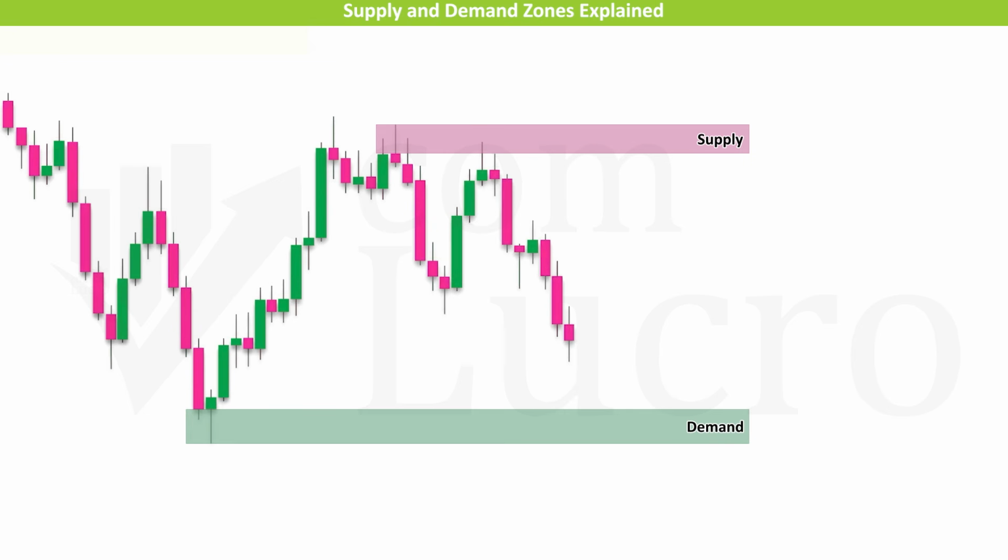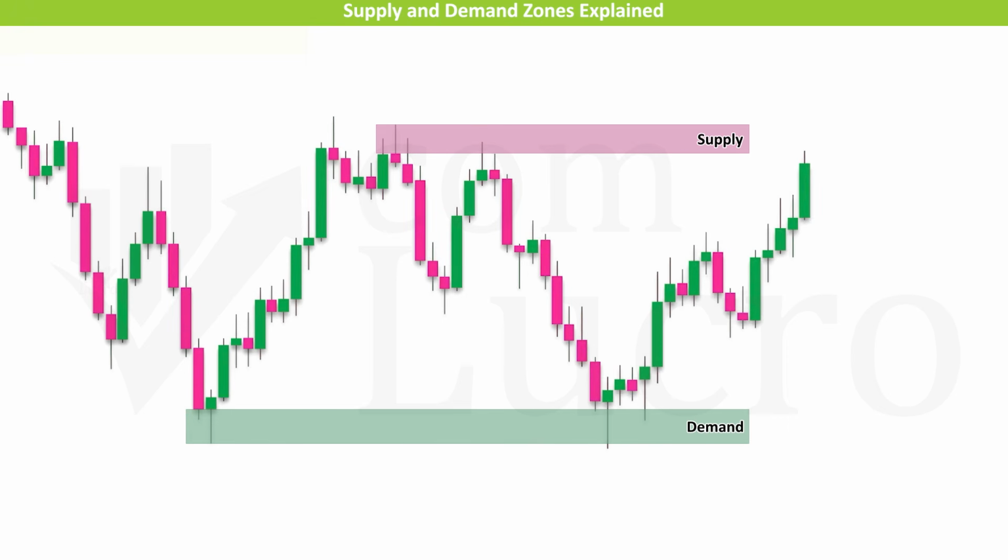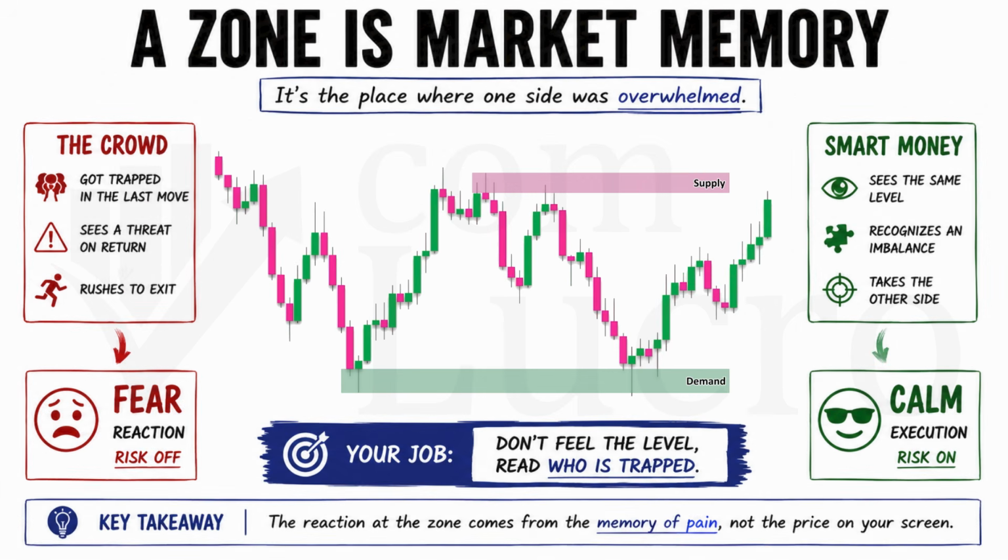When price returns to a supply zone, sellers may become active again, increasing the probability of another move lower. Likewise, when price revisits a demand zone, buyers may re-enter the market and push price higher. In simple terms, demand zones function as potential support, while supply zones act as potential resistance. They highlight areas where price is more likely to react instead of moving randomly. And this is where the psychology starts.